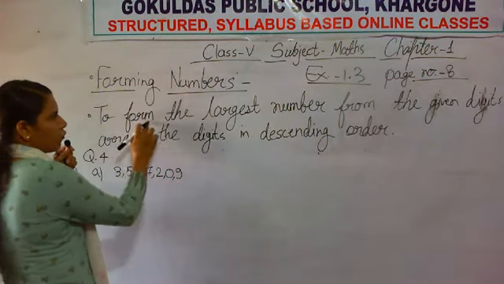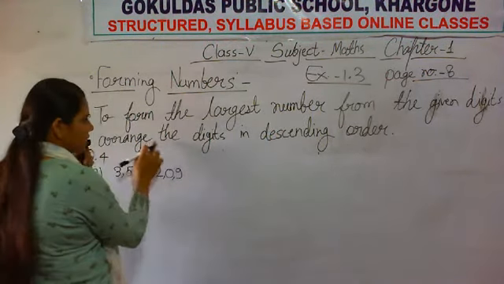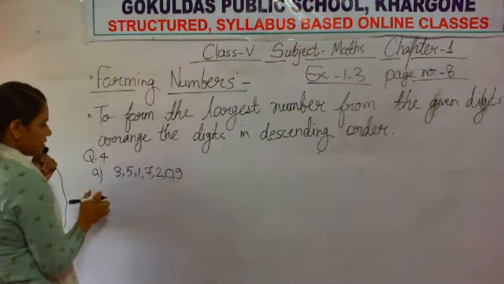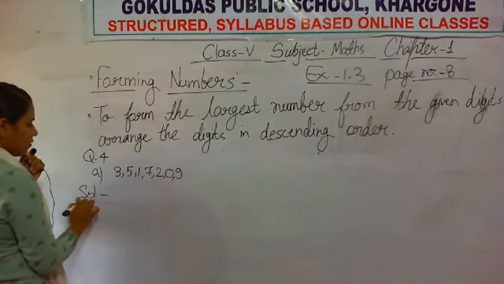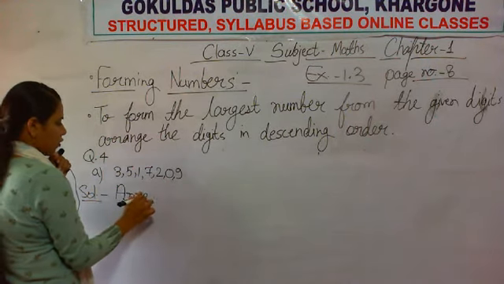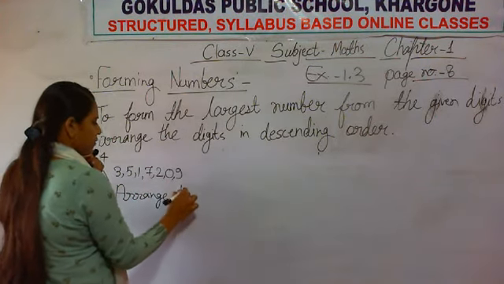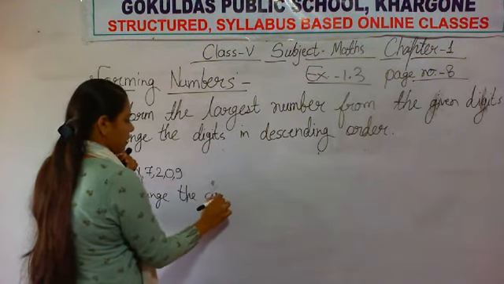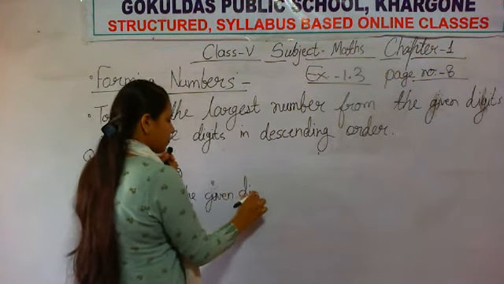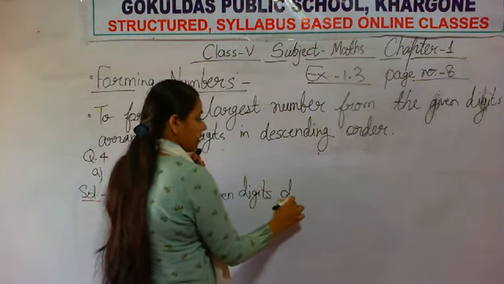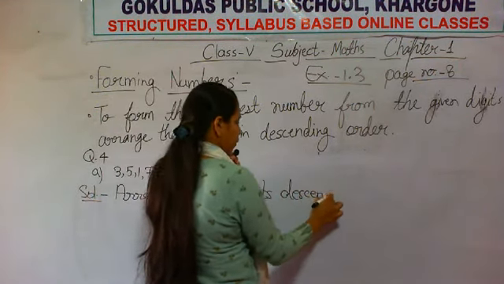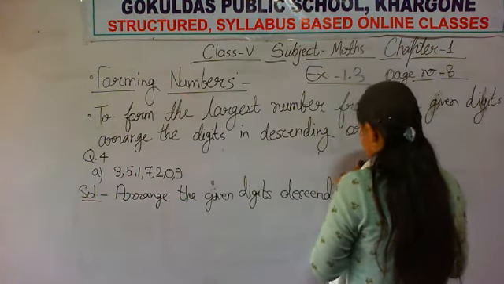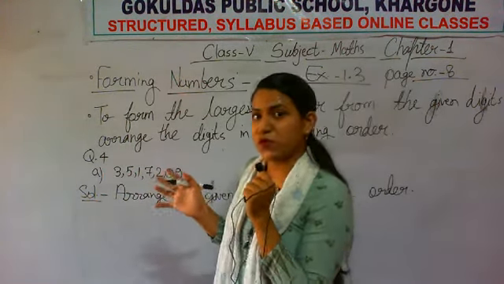You have to form the largest number from the given digits, arrange the digits in descending order. So you have to arrange all these digits in descending order. What is this step? Arrange the given digits in descending order. And in descending order, how do you arrange the digits? The largest digit comes first.